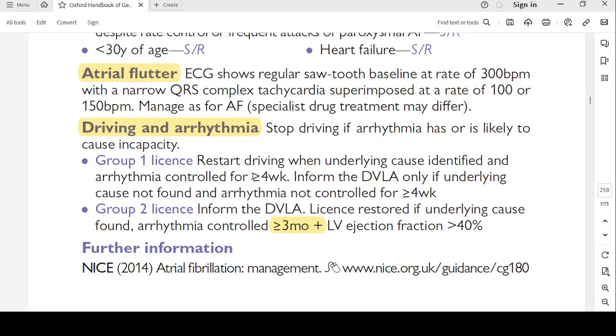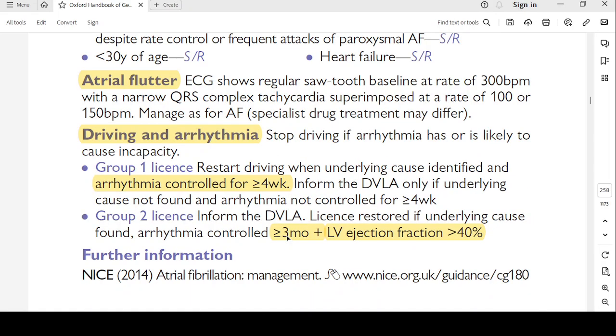When arrhythmia is controlled for more than 4 weeks, then only you can restart driving. And if arrhythmia is not controlled for more than 4 weeks, then you have to inform the DVLA. But in case of group 2 license, you have to inform the DVLA initially, and the license is restored if the underlying cause is found, arrhythmia is controlled for more than 3 months, plus LV ejection fraction is more than 40%. So initially you have to inform the DVLA and stop driving. License is restored only when the cause is found, arrhythmia is controlled for more than 3 months, and LV ejection fraction is more than 40%.